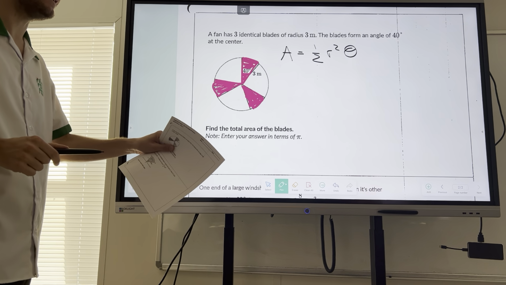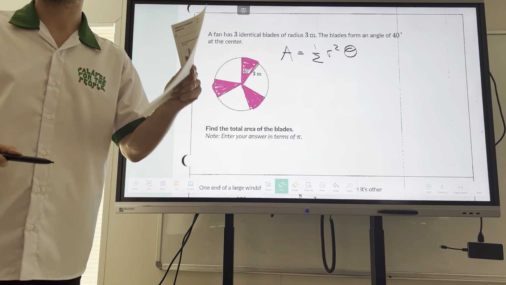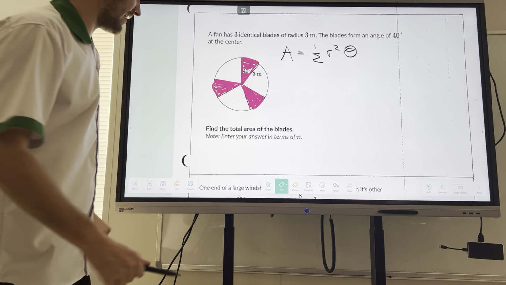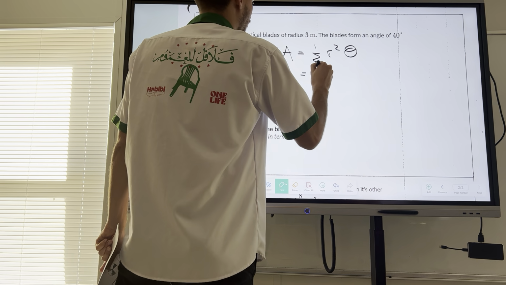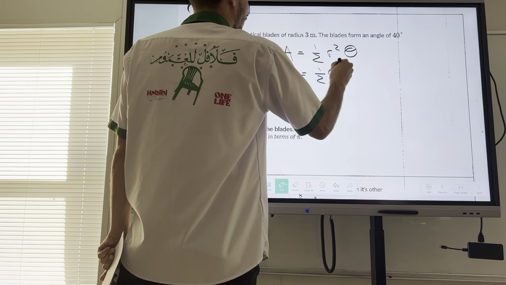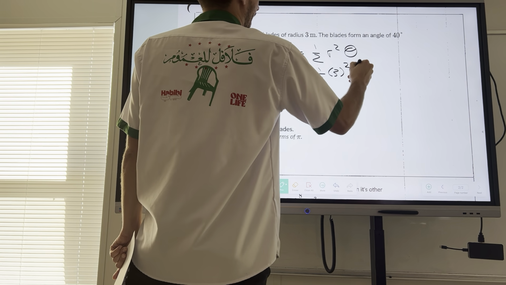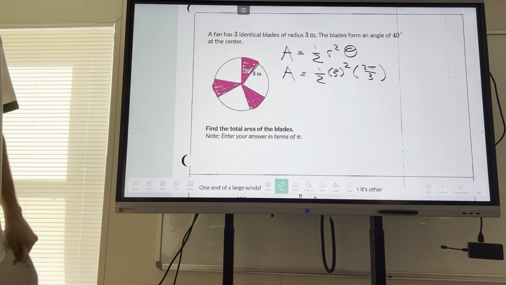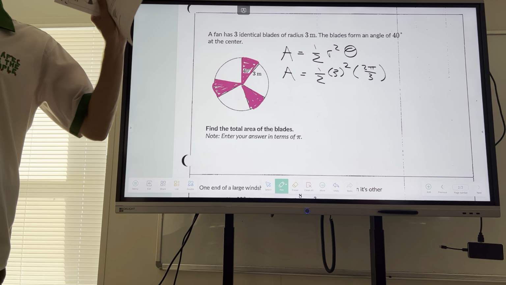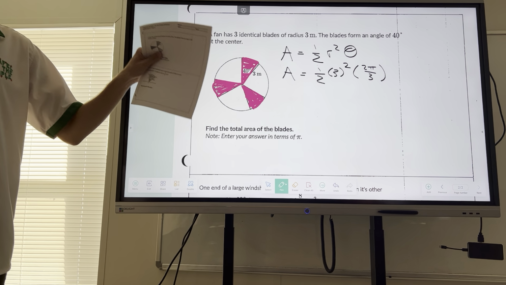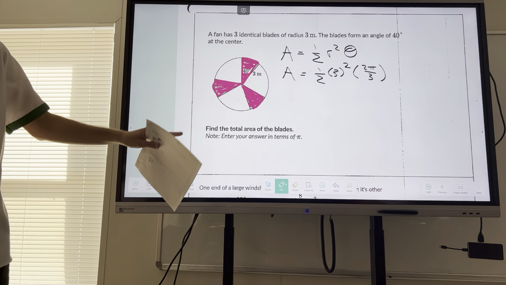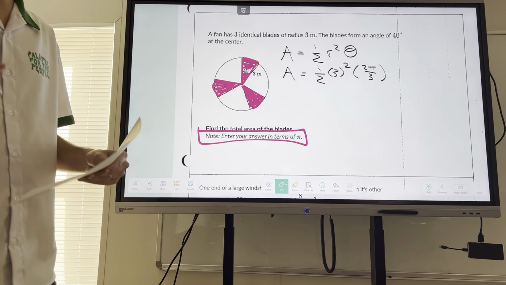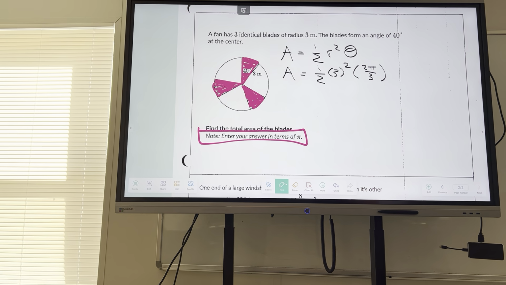And 120, we do know the radians for, which is 2 pi thirds. So, area equals 1/2 r squared theta, which is 3 squared times 2 pi thirds. Now, find the total area of the blades, awesome. Type it in the calculator, be done. But we're also getting this note here, which says in terms of pi. So let's talk about how to do that.